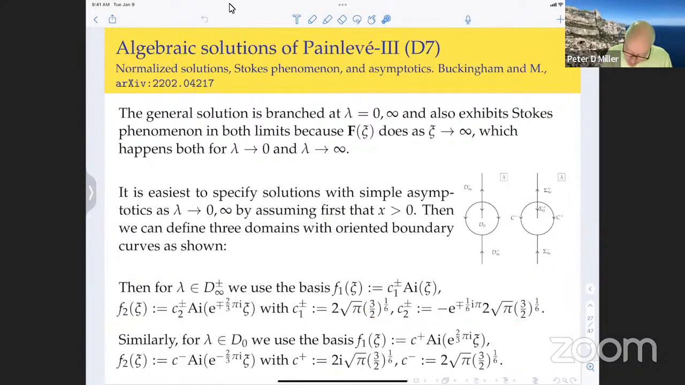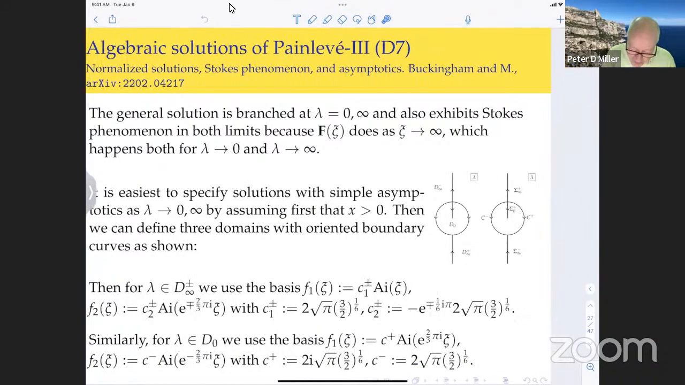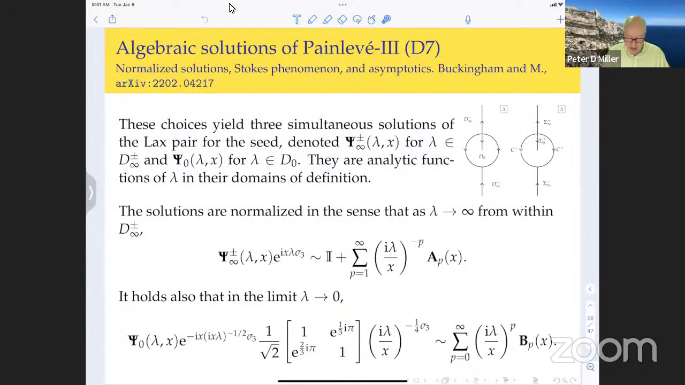And then if I'm in the interior domain in here, now I'm going to use the basis that has just the 2 rotated versions of Airy. So there's the forward rotation and the backward rotation with constants that you can see written here. As I said, the purpose of those constants is to give us a nice normalization. So each of these 3 solutions is analytic in the indicated domain, and they have some normalization like this. Here at infinity, if we take psi and multiply on the right by this exponential factor, then we have an asymptotic expansion in negative powers of lambda, but it's convenient to lump that with x in this way.